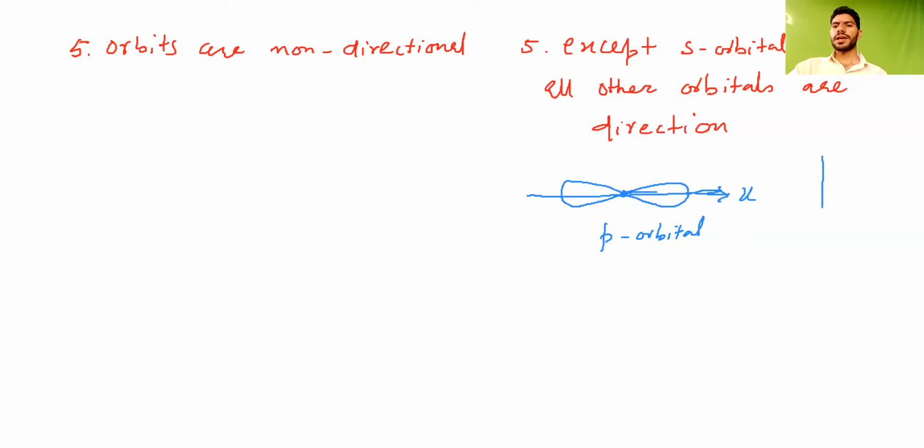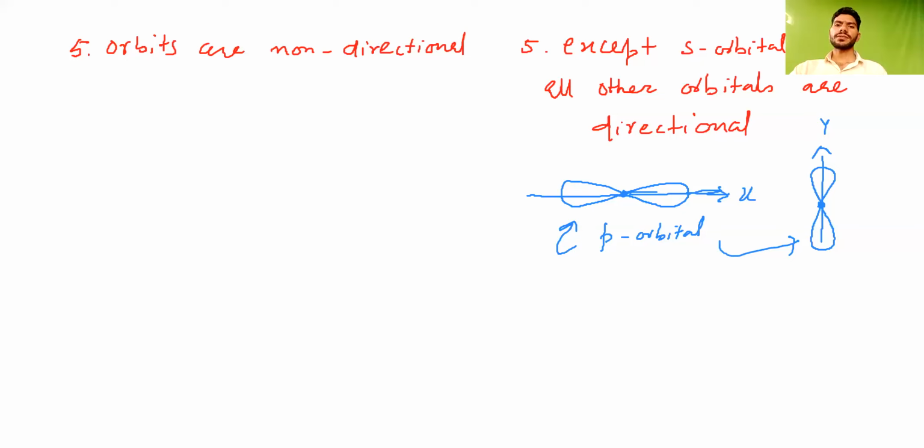Similarly, let's say this is my y-axis. If I draw the orbital like this, let's say this is the nucleus, this is one of the lobes here, this is the other lobe. So this is another p orbital. Both are p orbitals, but this p orbital has direction towards the x-axis and this one towards the y-axis. So except the s orbital, you will remember that all other orbitals are directional. They have direction. Have you got this?